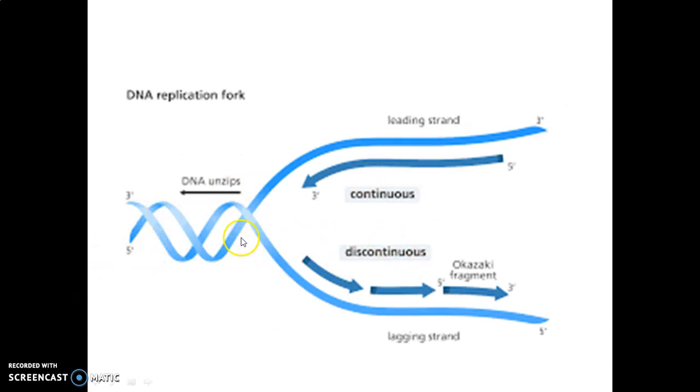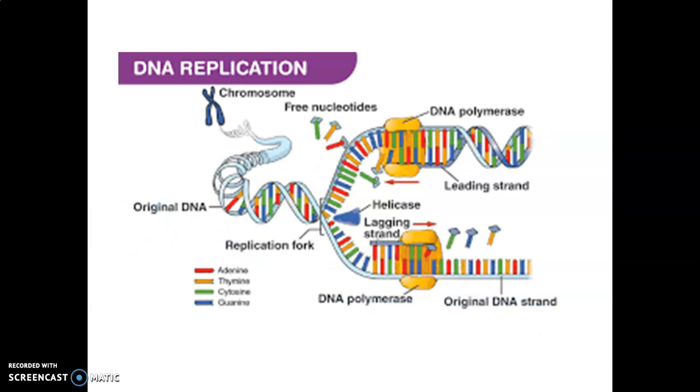See children, the two strands get separated and two new strands are formed, one continuous and one discontinuous strand, and the parental strands act as templates. That is replication. By producing a replication fork, the double-stranded DNA gets unwound, and this process we will discuss in the next class in detail.